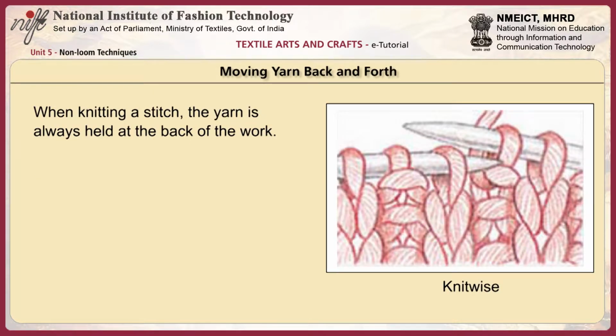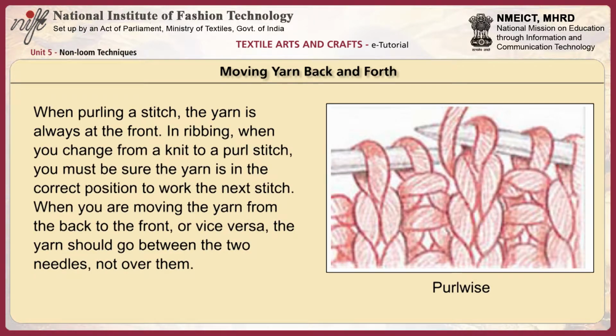When knitting a stitch, the yarn is always held at the back of the work. When purling a stitch, the yarn is always at the front. In ribbing, when you change from a knit to a purl stitch, you must be sure the yarn is in the correct position to work the next stitch. When you are moving the yarn from the back to the front or vice versa, the yarn should go between the 2 needles, not over them.